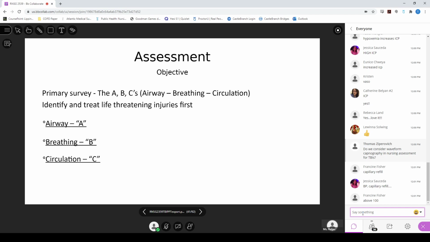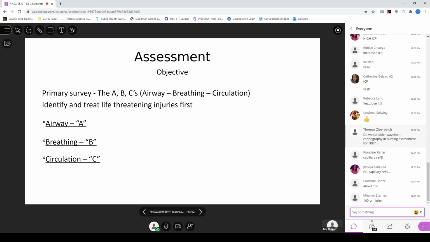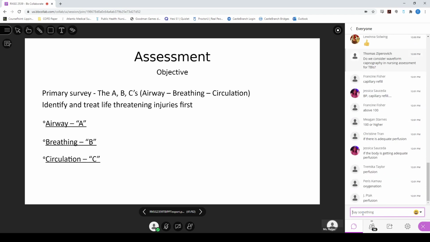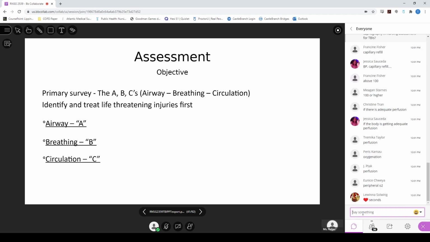What else are you going to check? Cap refill, which is also your peripheral pulses in cap refill. What's that going to tell you? What's cap refill tell you? That's basic. Yeah, it tells you about perfusion. Good. All right.